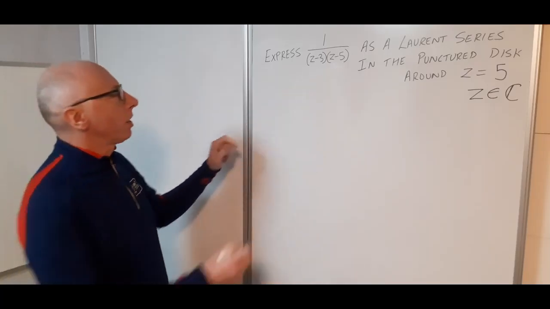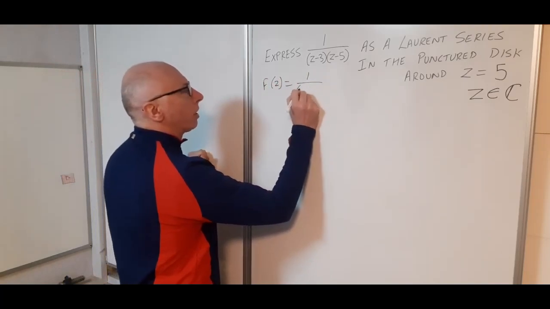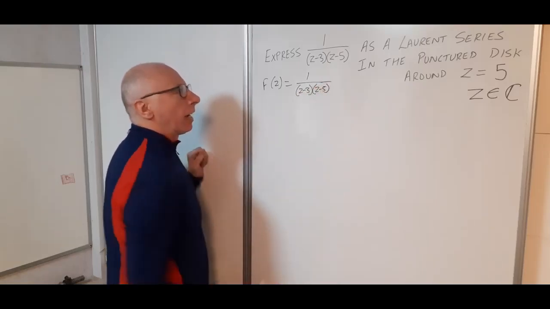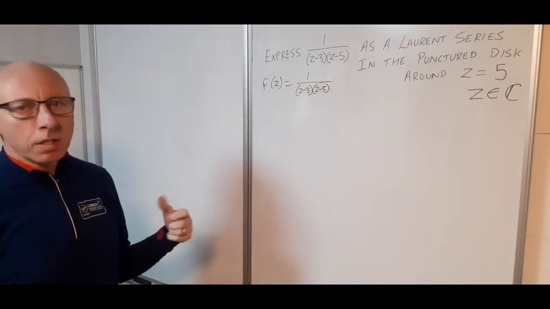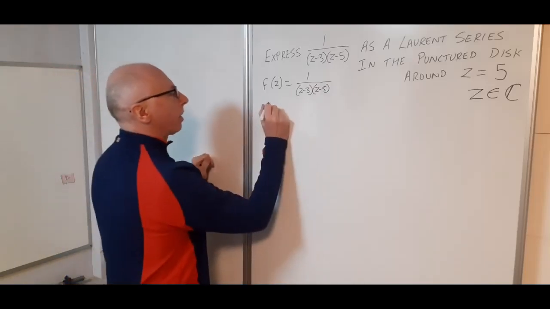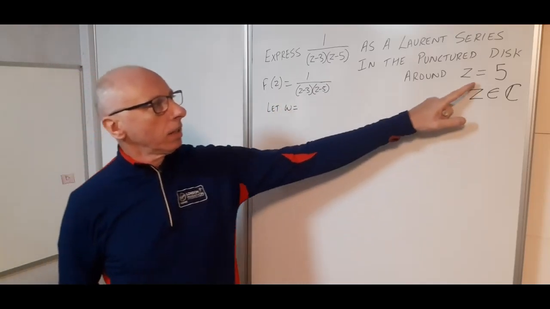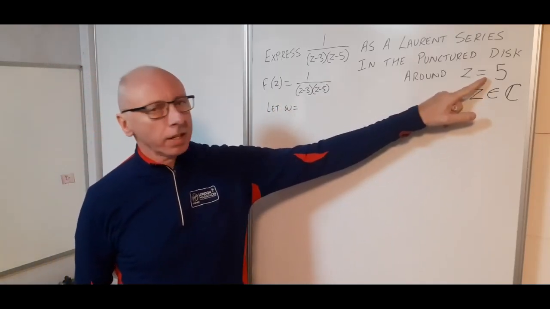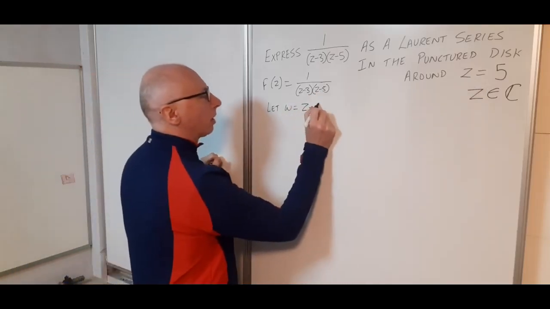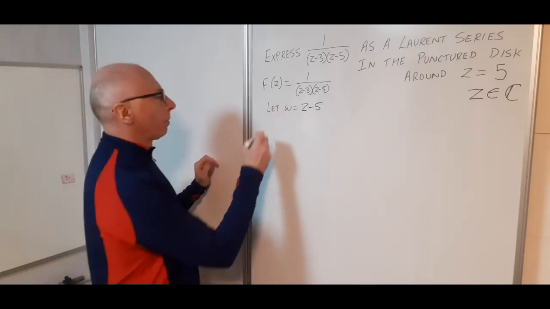So first of all, I'm just going to define f of z as this fractional polynomial here. So that's 1 over (z minus 3)(z minus 5). And a couple of ways we can do this, but the way I like to do this is do a change of variable with w. So I let w equal, well in this case I'm going to go around z equals 5, so I'm going to let w equal z minus 5. And then I'm going to substitute that into here and produce an f of w.